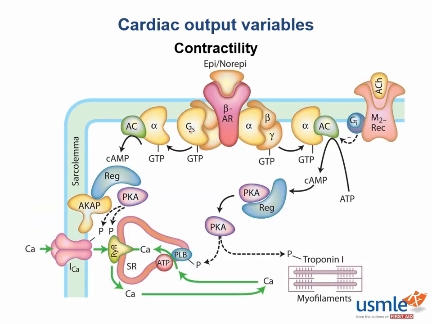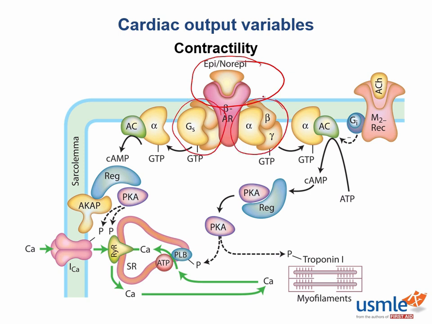So as you can see at the top of the image, the catecholamine of your choice, either epi or norepi, will bind to the beta-adrenergic receptor here. Now this beta-adrenergic receptor is located on the sarcolemma membrane, and it leads to increased activity in the G-stimulatory protein associated with intracellular parts of the beta-adrenergic receptor.